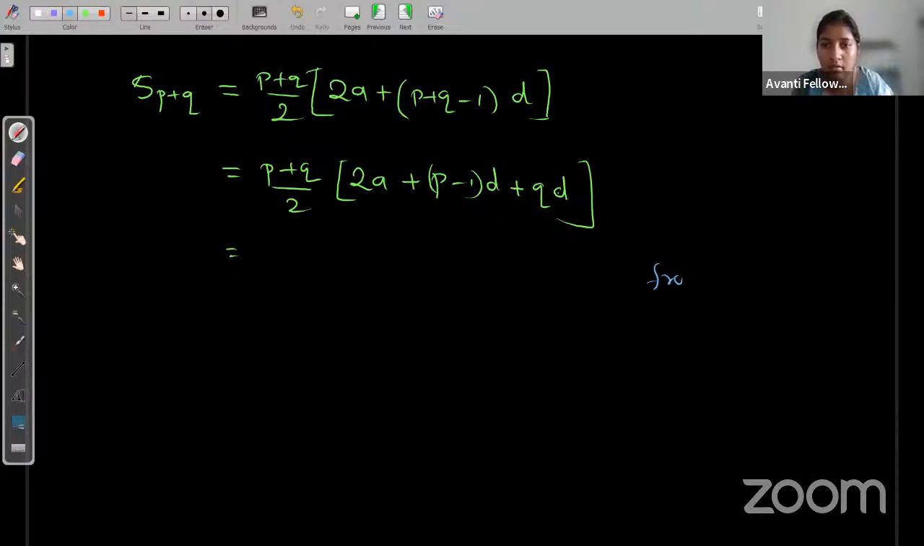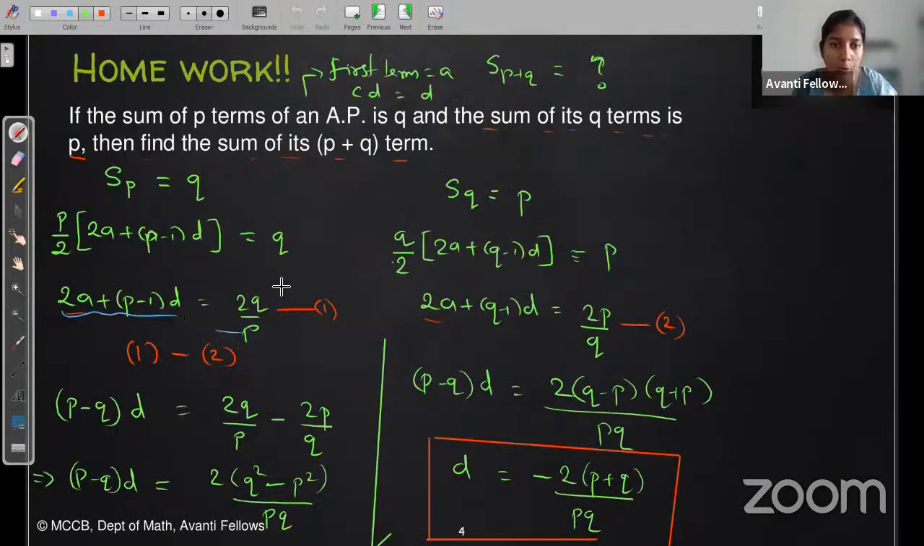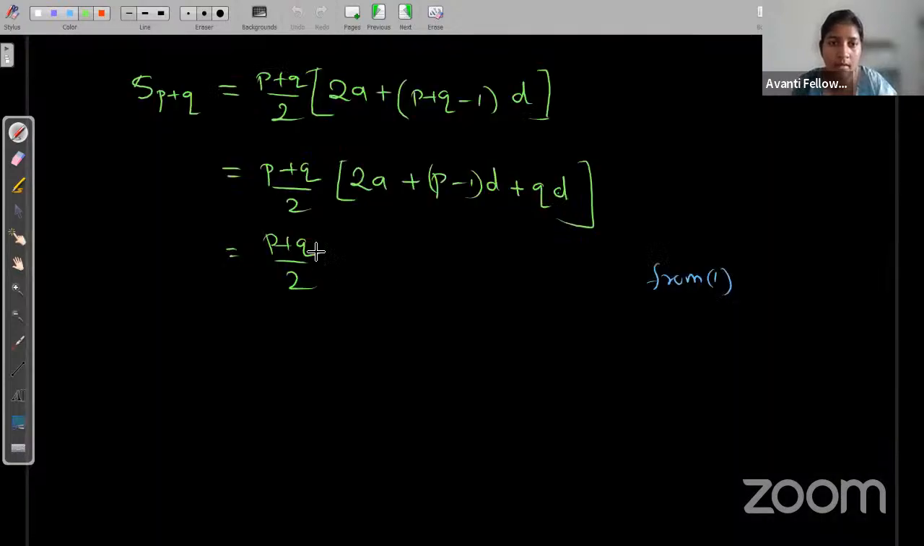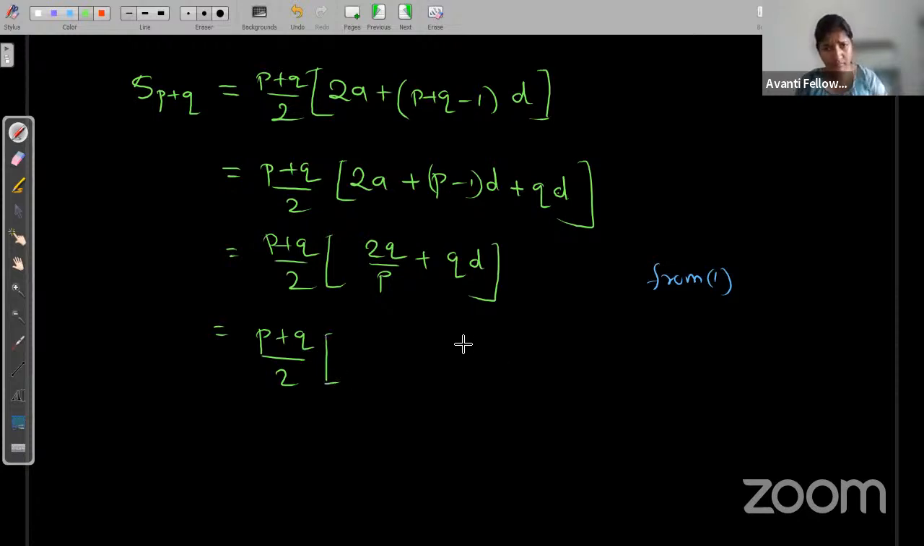So from 1, what can I say? From 1, I can replace this value as 2Q by P, right? So it's going to be 2Q by P plus Q into D, okay? This is equal to (P plus Q) divided by 2 into 2Q by P plus, we know already D.